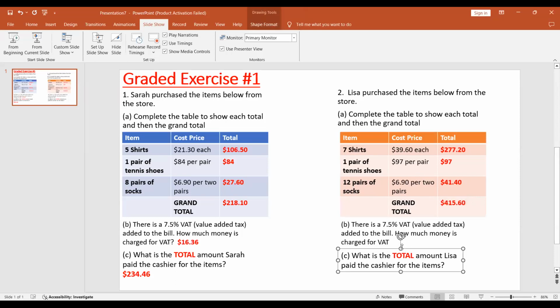All right, and then we have to multiply that by 7.5. And what do we get after everything?